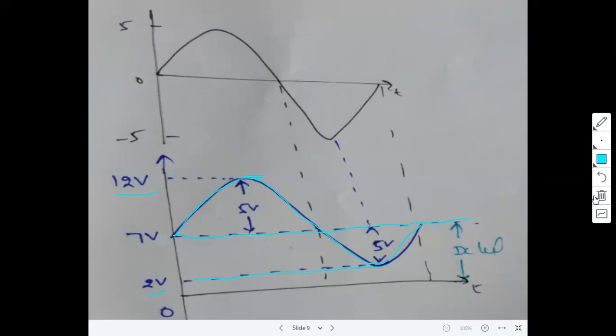An important observation here: a positive clamper always shifts the signal above the 0 axis, depending upon the bias, if it is a positive bias.